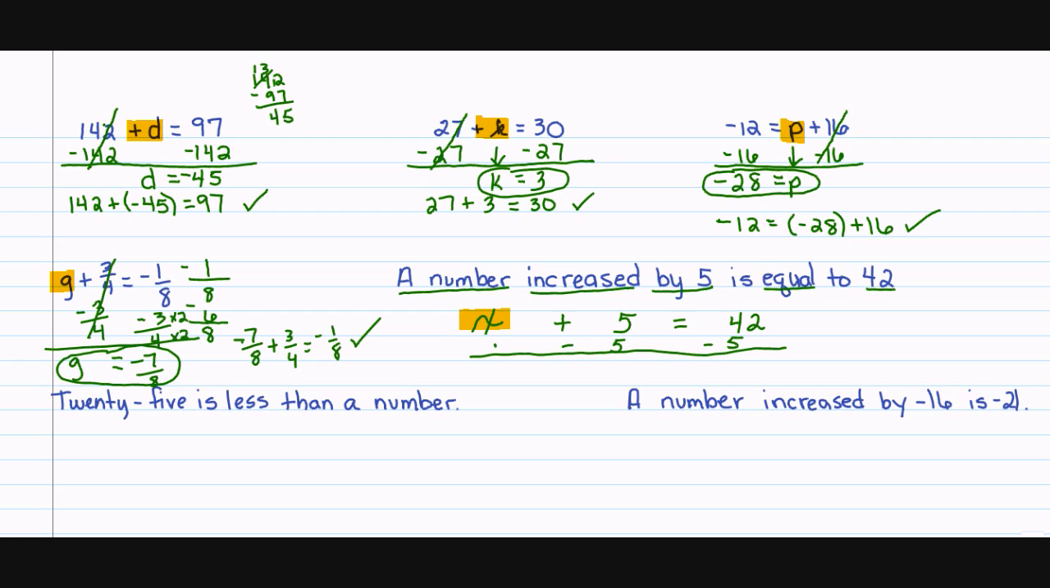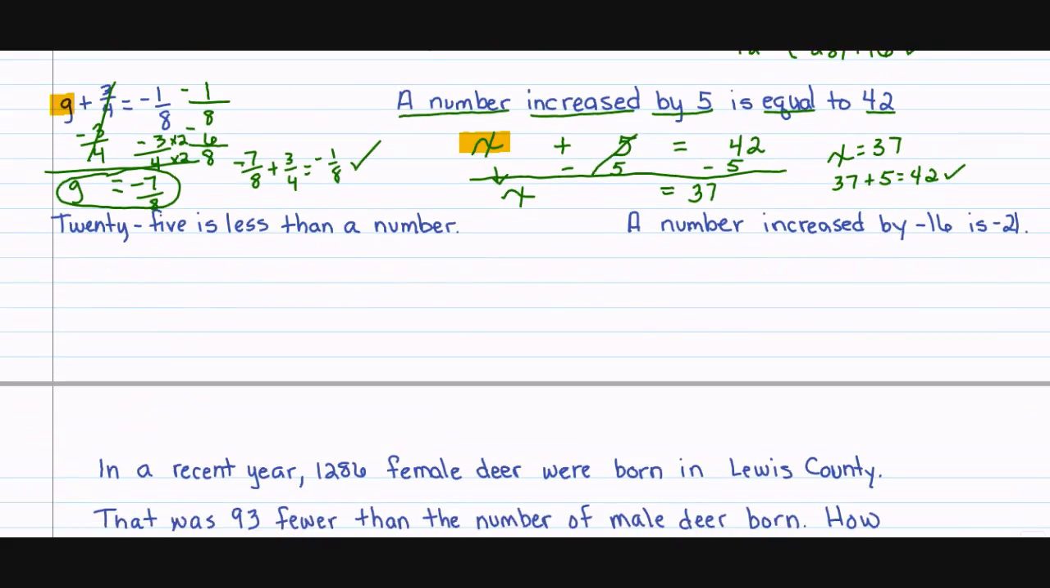I'm left with, bring my variable down, x, that cancels out, equals 42 minus 5 is 37. So x equals 37. Now go ahead and check it. Does 37 plus 5 equal 42? Yes, it does. Okay, let me move these up a little bit.